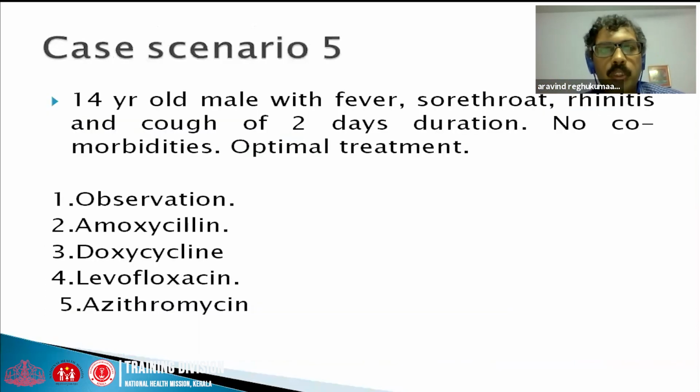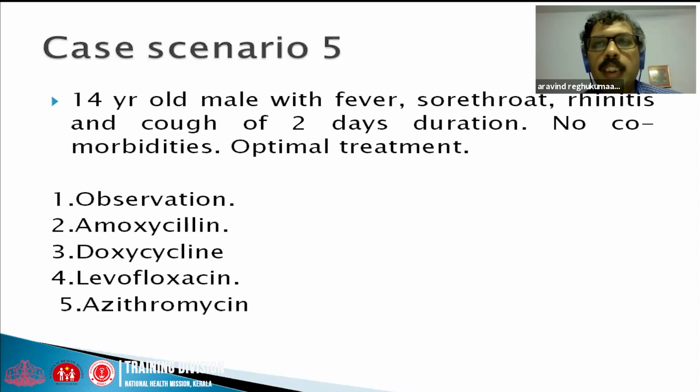The next scenario is a 14-year-old male with fever, sore throat, rhinitis, and cough of 2 days duration. No comorbidities. What is the optimal treatment? This is one of the very common situations. So what is this? Fever, sore throat, rhinitis, and cough. So it is basically an influenza-like illness, right? You can say an ILI syndrome.